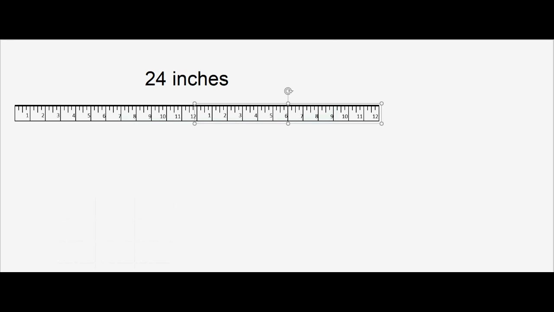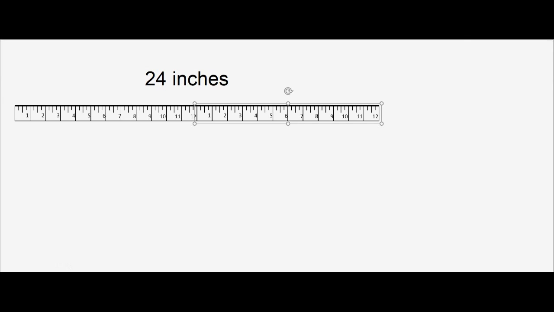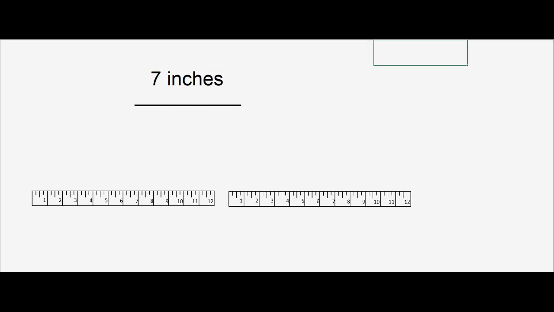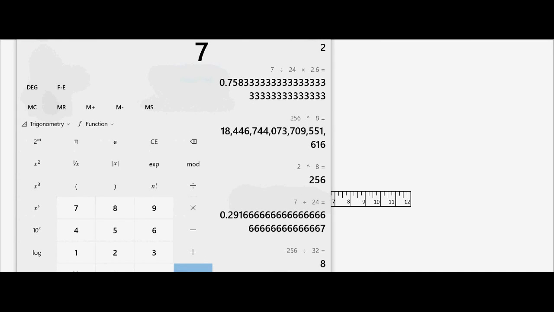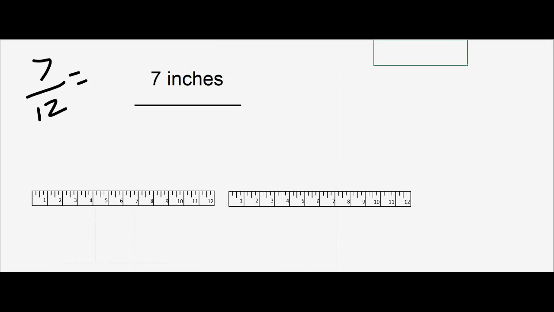And I wish I had been able to get the student to realize that, because then the student could have said, well, if I took 24 divided by 12 to get 2, I can take 7 divided by 12 to get, we have to use the calculator for this, but knowing that we need to divide allows us to do that. 0.583 feet.